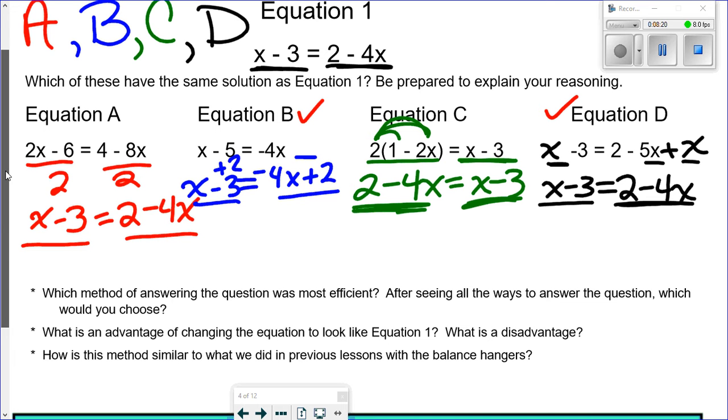How is this method similar to what we did in previous lessons with balanced hangers? Well, just as I had pointed out earlier while working with each equation, whatever I do to the left side of the equation, I must also do to the right side, or vice versa. Just as a balanced hanger model, whatever we do to one side of the hanger must also be done to the other side to keep it balanced. We need to remember that when we are working with equations just as much as hanger models. It's all about balance and completing the same operations to both sides.